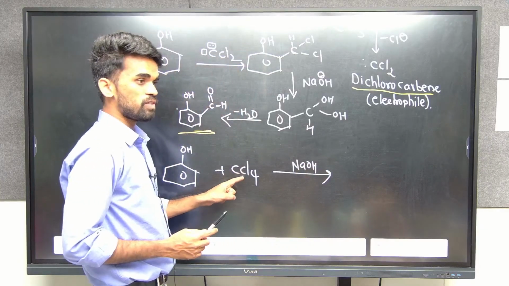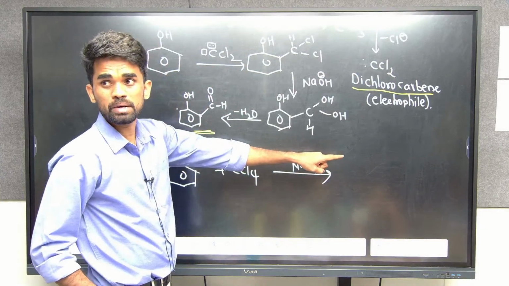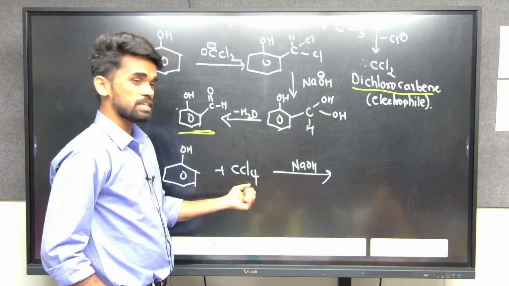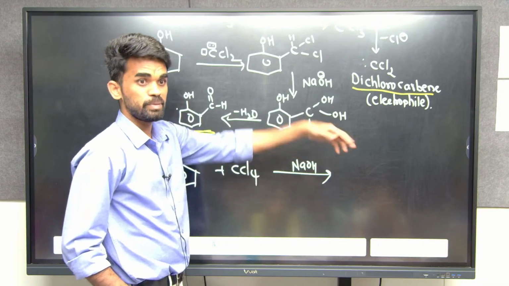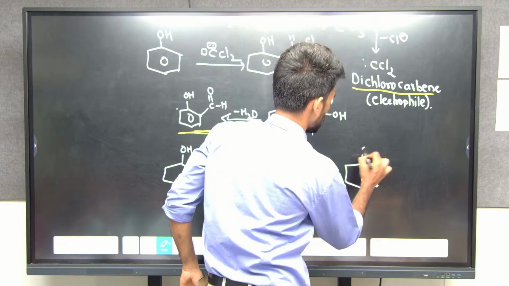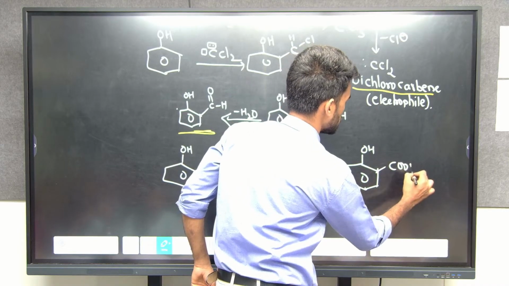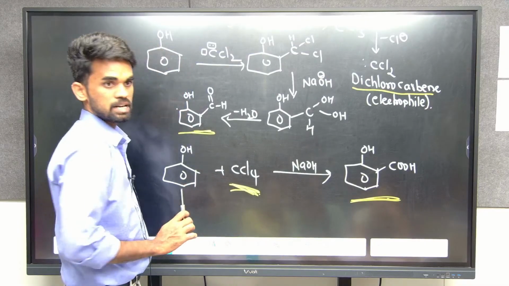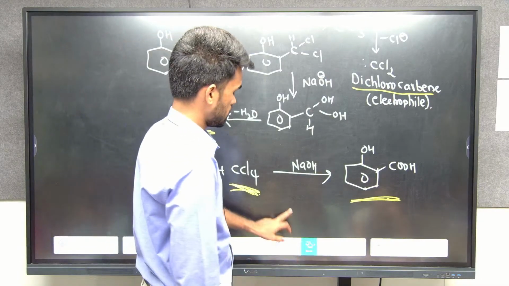If it is chloroform, CHCl3, what is the product formed? Aldehyde. Here 4 chlorines are there now. You will get carboxylic acid. It means salicylic acid. So what is the product formed? Major product again OH, COOH. When will this product be formed? It is when CCl4 is used. Okay. Next.